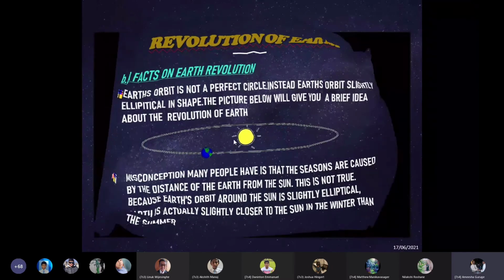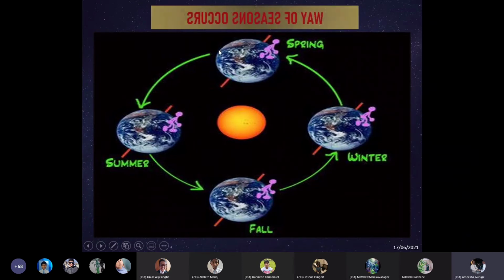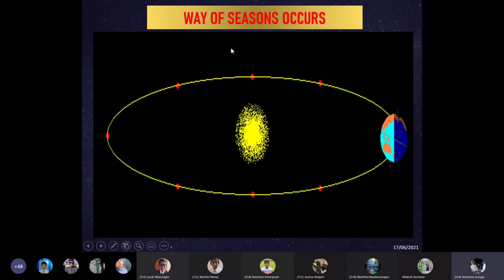Okay, so we have finished our first main topic. Now we have arrived at our second subtopic. Before going to that subtopic, take a look at this slide which is being presented right now. This will be important for you when we are talking about the second main topic. So this is the way seasons occur. As you can see in the slide, here is the vernal equinox, here the summer solstice, here the autumnal equinox, and here the winter solstice.